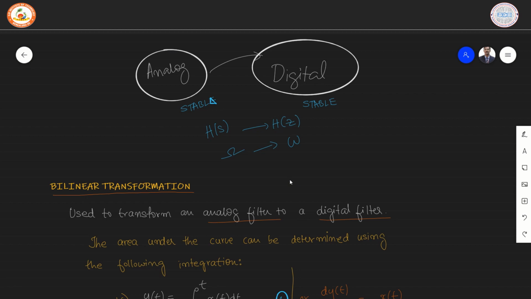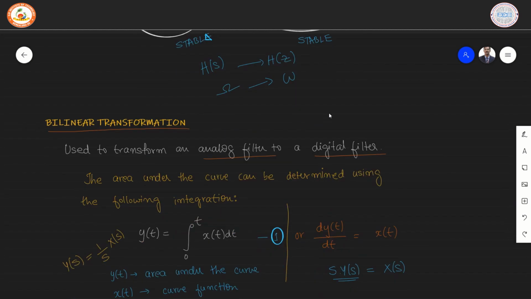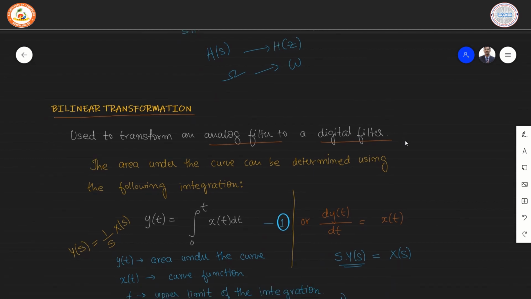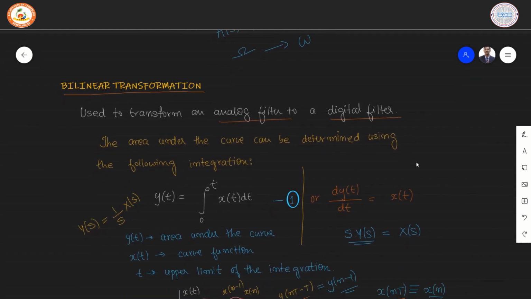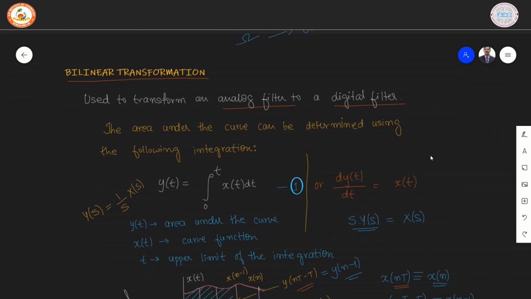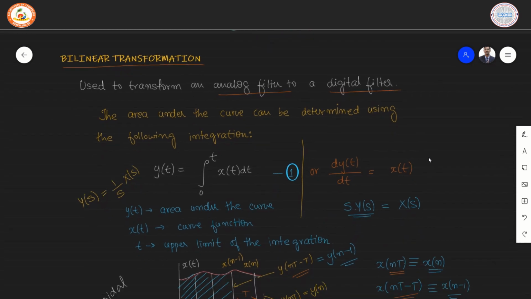Now here we talk about a method which is called bilinear transformation. This method is used to transform the analog filter to a digital filter. Let us arrive at the relationship for bilinear transformation.